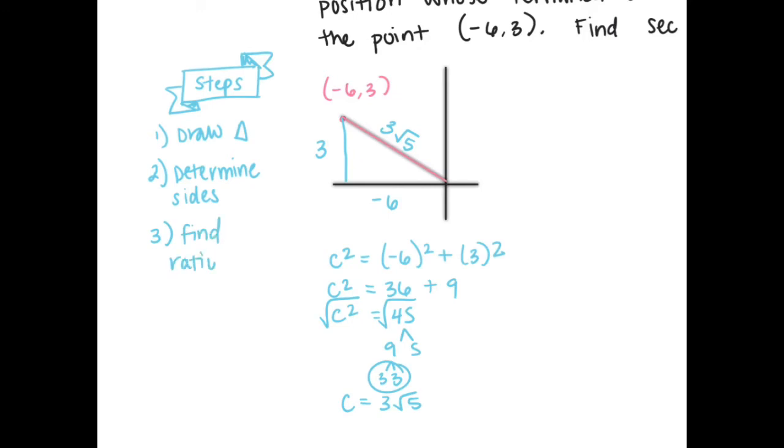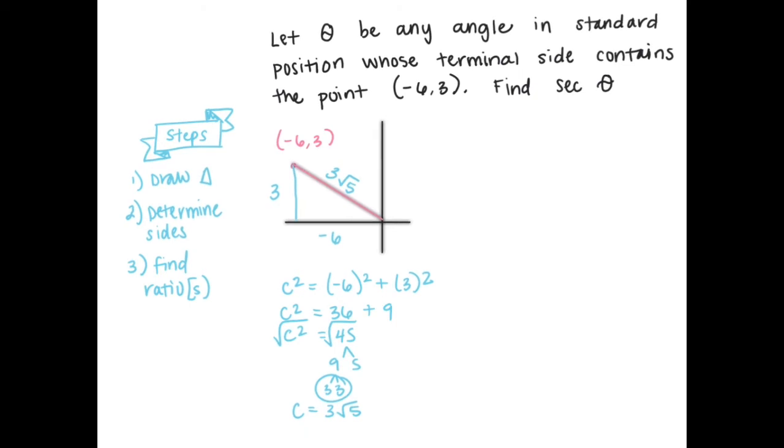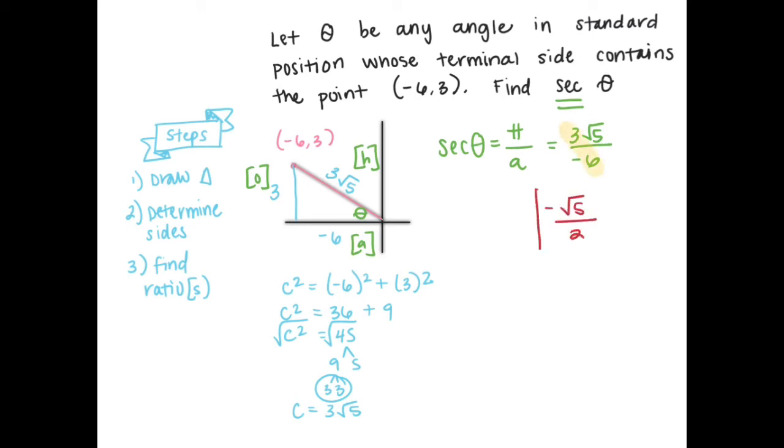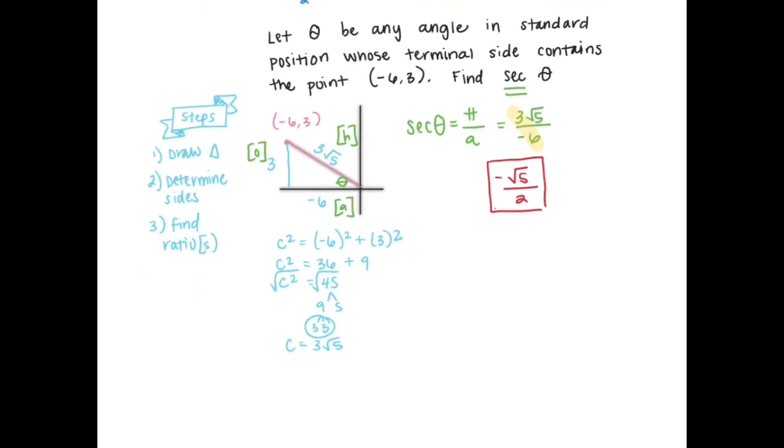So now I can find the trig ratio that the problem is asking me for. This one is secant. Secant is going to be hypotenuse over adjacent. So my hypotenuse in this case is 3 root 5, and my adjacent is negative 6. 3 over negative 6 simplifies to negative 1/2, so I'm going to have negative root 5 over 2.